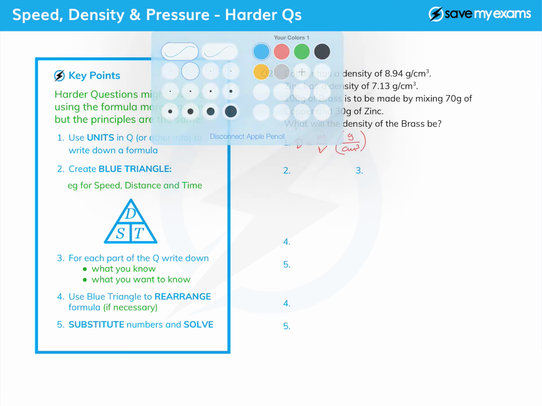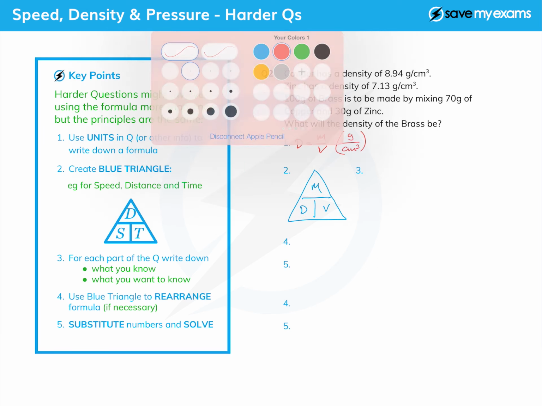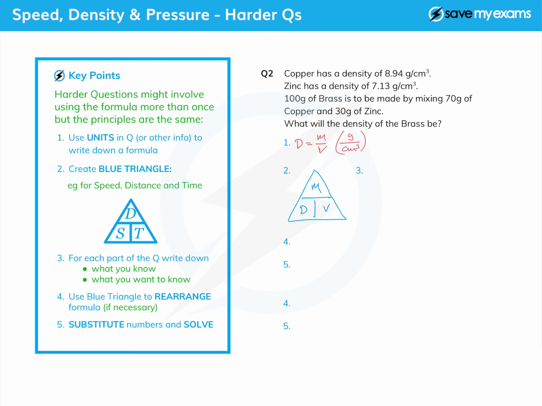And having written down that formula, we can now draw our blue triangle. Here it is. Okay, and we just go straight for density is mass over volume. There it is again, density, mass over volume. Right, now, again, we're going to write down what we know, what we want to know. And this time we're going to do it for copper, zinc, and brass. Now they've got obvious abbreviations.